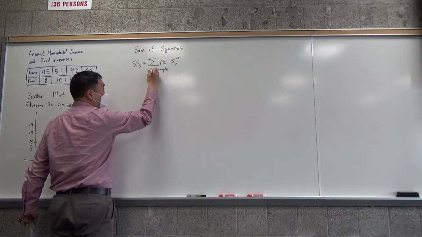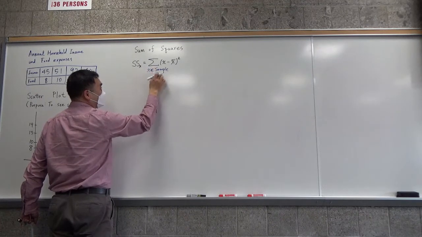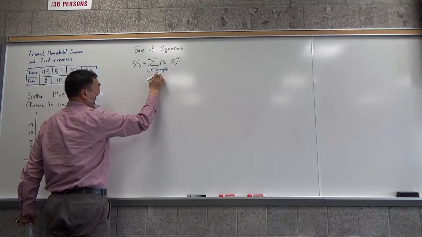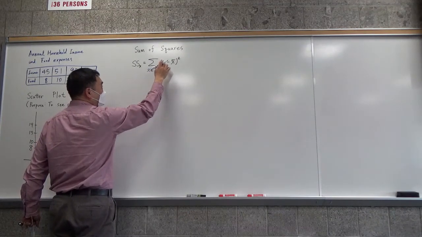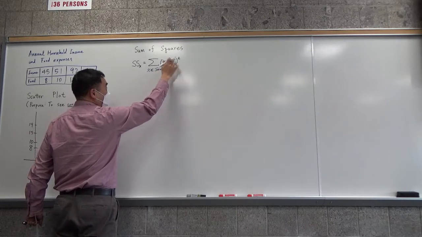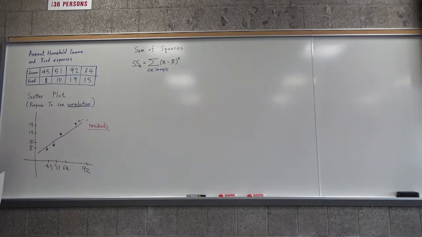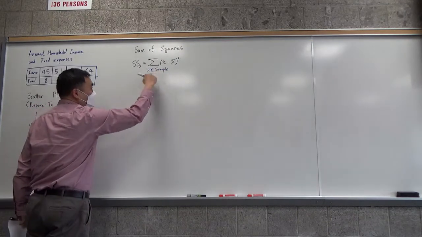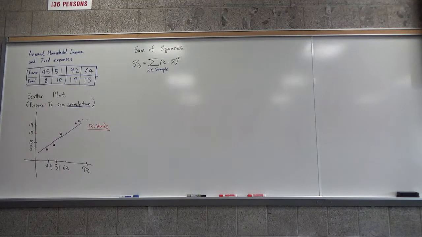This thing that looks like a claw means "from." So x's are from the sample. And for each sample that you have, you do x minus x bar squared. That's the definition of SSX. But usually I'll not write this because that looks really scary. To demonstrate what I mean by that, let's try it here.